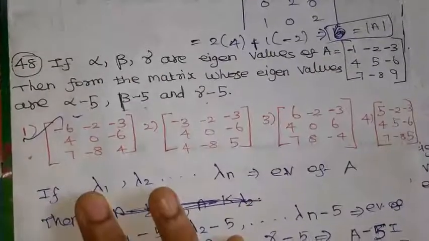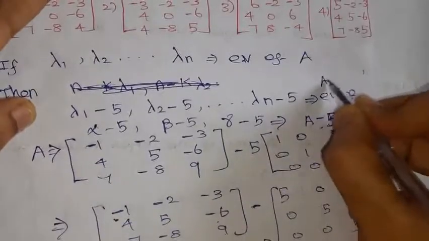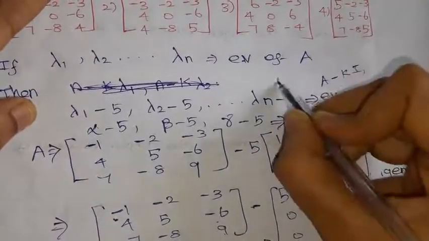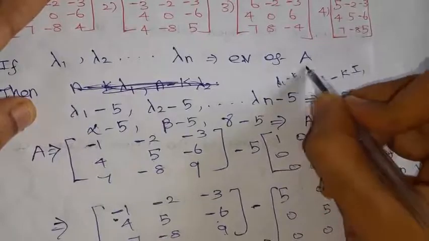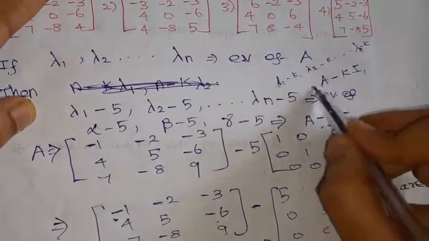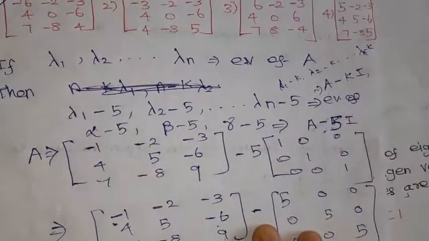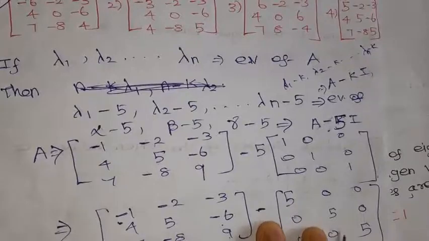So minus 6, minus 2, minus 3, 4, 0, minus 6, 7, minus 8, 4. Option 1. So this is the procedure to solve this. In general, if the eigenvalues are lambda 1 minus k, lambda 2 minus k, up to lambda n minus k, then the matrix with those eigenvalues is A minus kI.